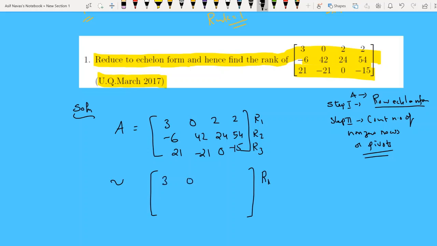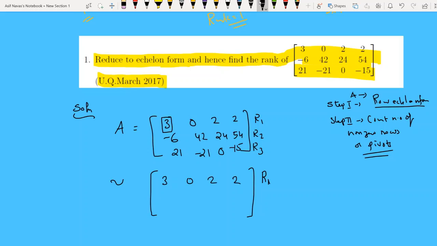Okay, first you have to check whether there is a pivot. So what is the first non-zero leading entry? 3 is here. This is non-zero. So this is the pivot. So we can write the pivot row the same as that: 2, 2. So this is the pivot.